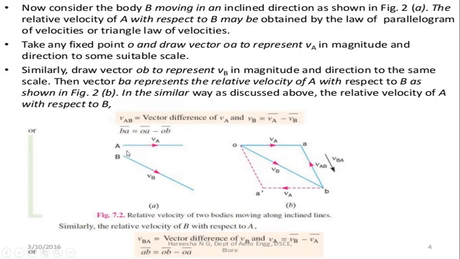So this is the figure. This is the velocity of A, that is the body A, and this is the VB, which is perpendicular to the body A, so it is in an inclined direction to the body A. That is, these two velocities are not moving in the same direction, but in an inclined direction. And the relative velocity of A with respect to B may be obtained by the law of parallelogram of velocities or triangle law of velocities.